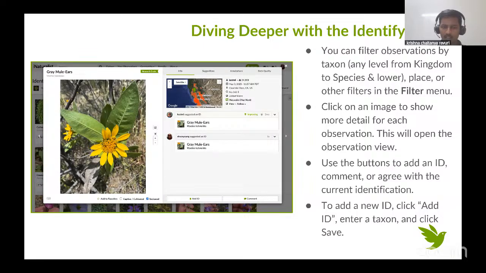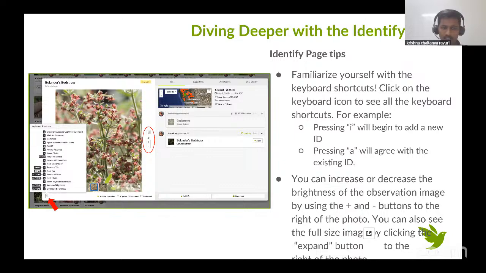And then, this is about the various options in the identify page. These are all the useful shortcuts. There's also A for agree. So if the community ID is already, for example, Bolander's bedstraw here, and I know it is that and I reach this observation, I would just click A, which would agree to that.